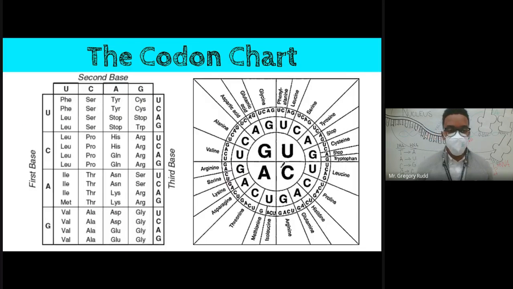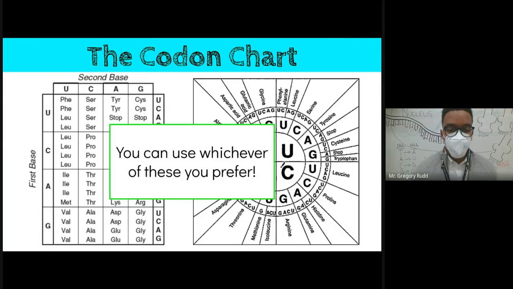All right, so let's focus on this codon chart on the left first. It's a matter of preference which one you use. I think when I was in high school, I learned how to use the chart on the left, but I think a lot of my students at West Meck so far have preferred the chart on the right. So let's just take a look at both of them.